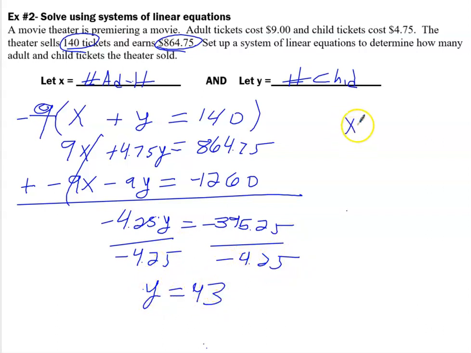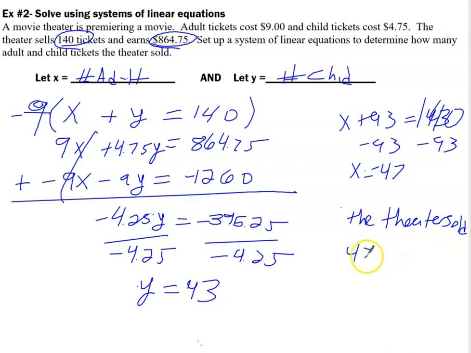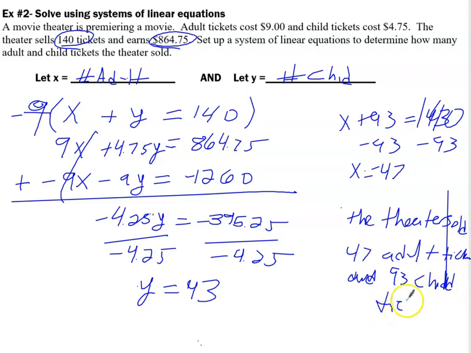I go ahead and plug that in. x plus 93 equals 140. I subtract 93 from both sides. So x equals 47. Then my sentence to wrap this up: the theater sold 47 adult tickets and 93 child tickets. So again, you get a point for the sentence, a point for solving, a point for setting up, and a point for defining your variables.